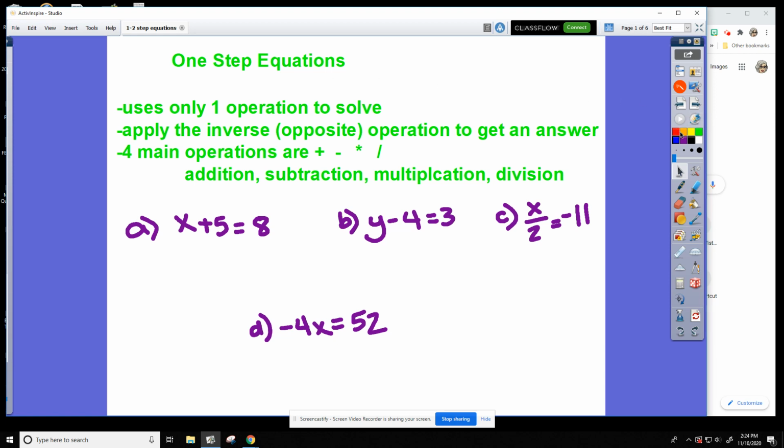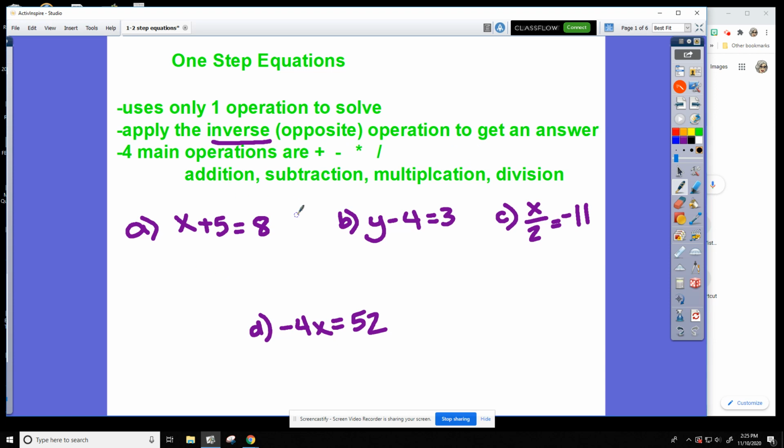One-step equations use only one operation to solve. What are the operations? Addition, subtraction, multiplication, and division. Those are the four main operations. So how you solve it is you apply the opposite, which is the inverse operation, to get the answer.